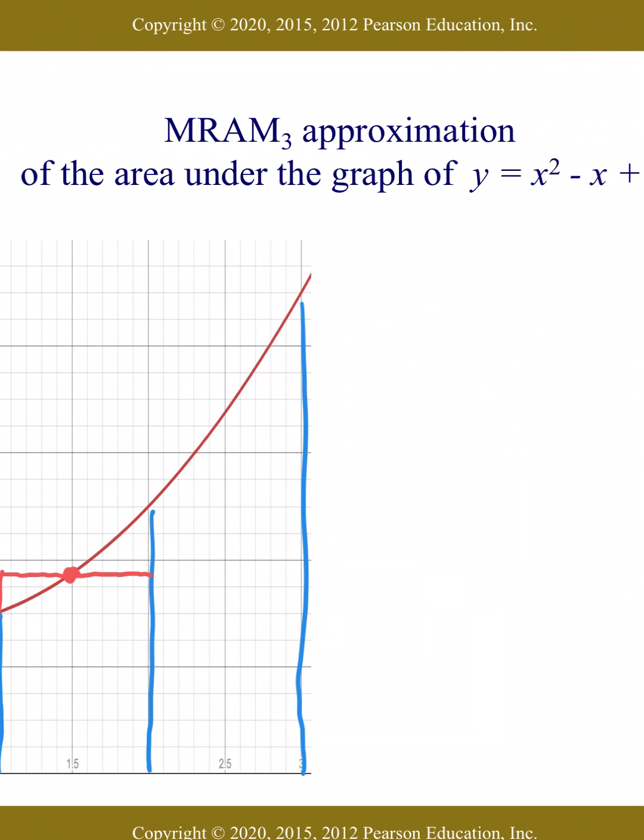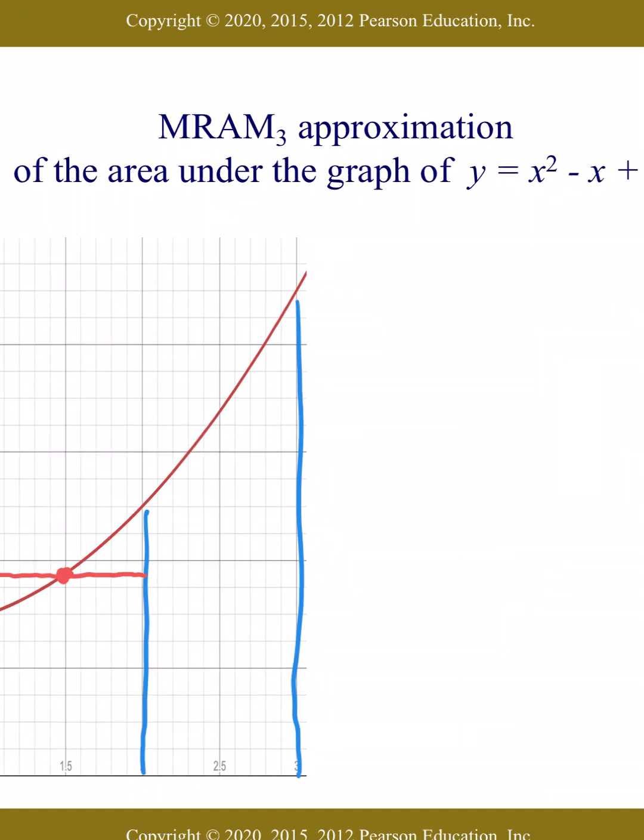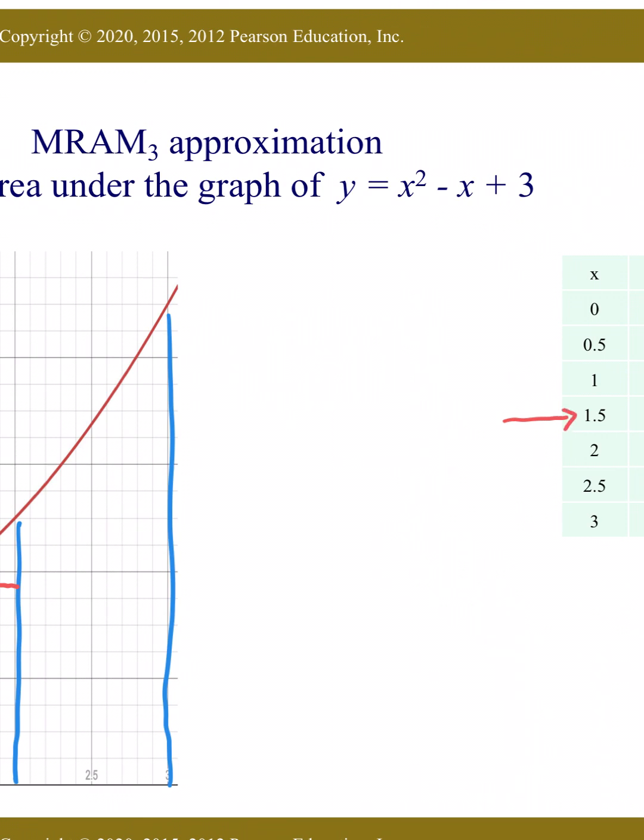What is the area of that center middle rectangle? Okay, what is its base from side to side? 1. What is its height? Read your table. Okay, where did we find the height? At what point? We're finding the height right here at the very middle, at 1.5. And so this is a height of 3.75. So with a base of 1 and a height of 3.75, this has an area of 3.75.